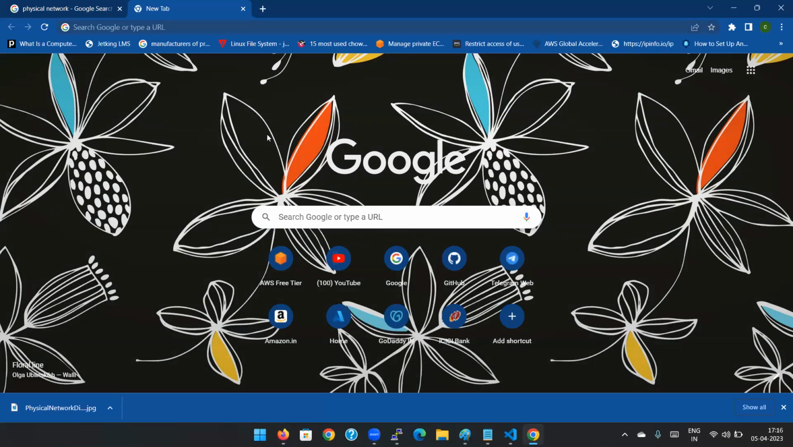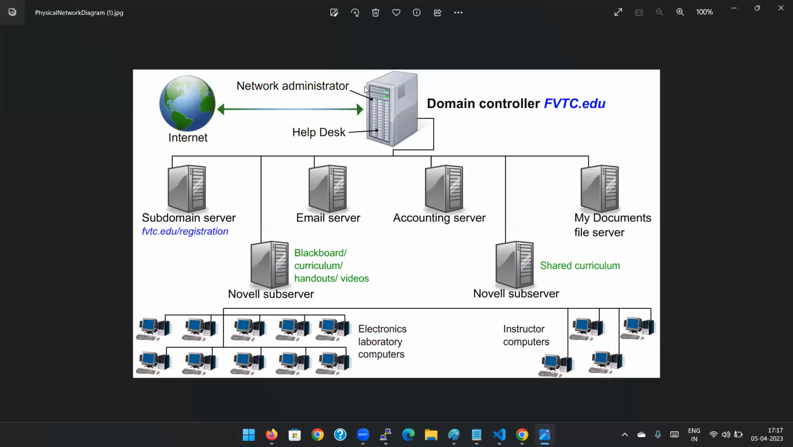See here. From the internet, you will be connected to your server, and the server will have different servers. One server is connected to the other server, and these servers are accessed by your devices that you are having. This is the company network, where one server is connected to multiple servers as well as to your clients. Now, this is the physical network. Connectivity of the computers through the cables is called your physical network.